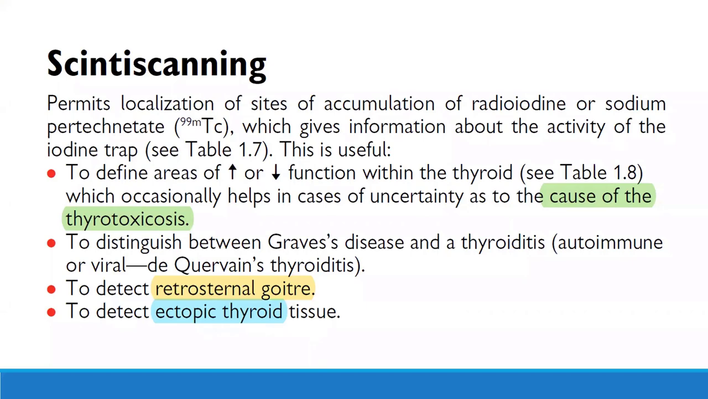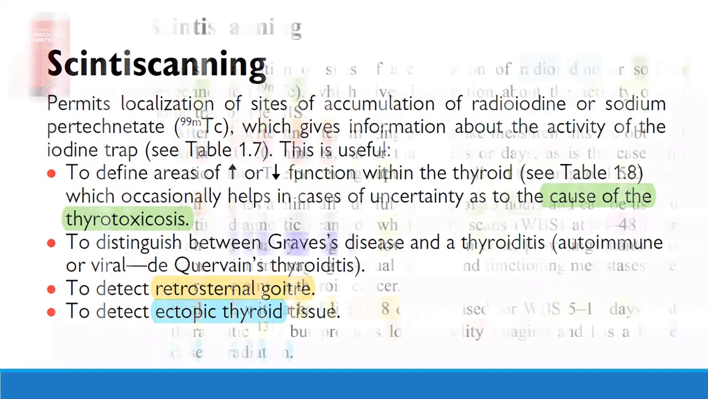In this situation, we cannot distinguish between thyroiditis and Graves' disease in some cases, not in all cases, because if there is Graves' ophthalmopathy, dermopathy or acropachy, this is Graves' disease, not thyroiditis. But in other scenarios, we cannot distinguish between Graves' disease and thyroiditis except if we do TSH receptor antibody, for example, or thyroid scan or thyroid scintigraphy. Another usage for the scan is to detect retrosternal goiter, and also in neonates to detect ectopic thyroid tissue.